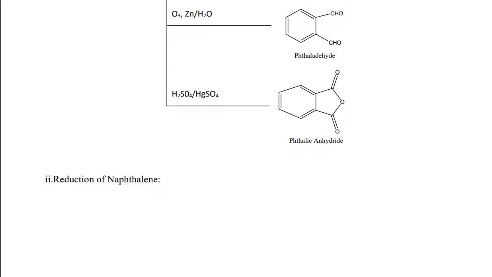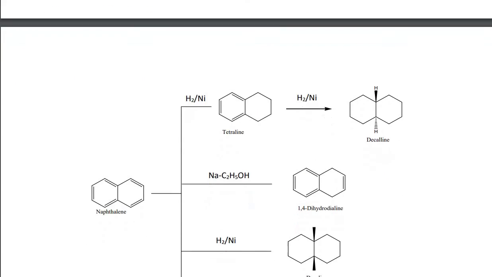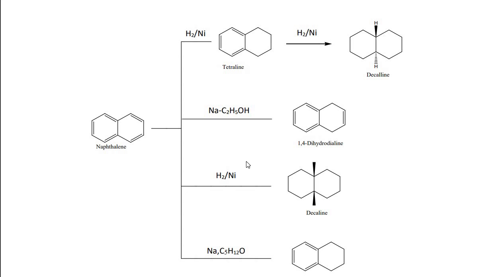So now reduction of naphthalene. You can see the reductions. Naphthalene undergoes reduction, it gives tetralin. In presence of nickel, decalin. It undergoes reduction in the presence of ethanol and sodium and gives 1,4-dihydronaphthalene. They undergo H2 nickel, decalin. In presence of sodium and alcohol, it forms tetralin.